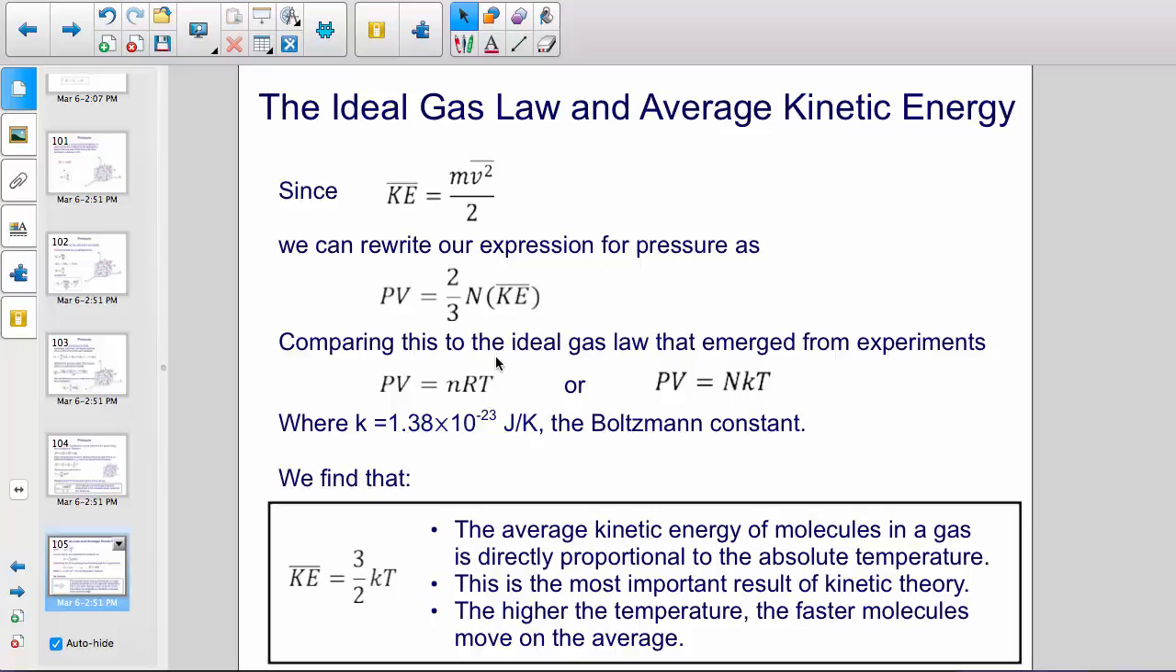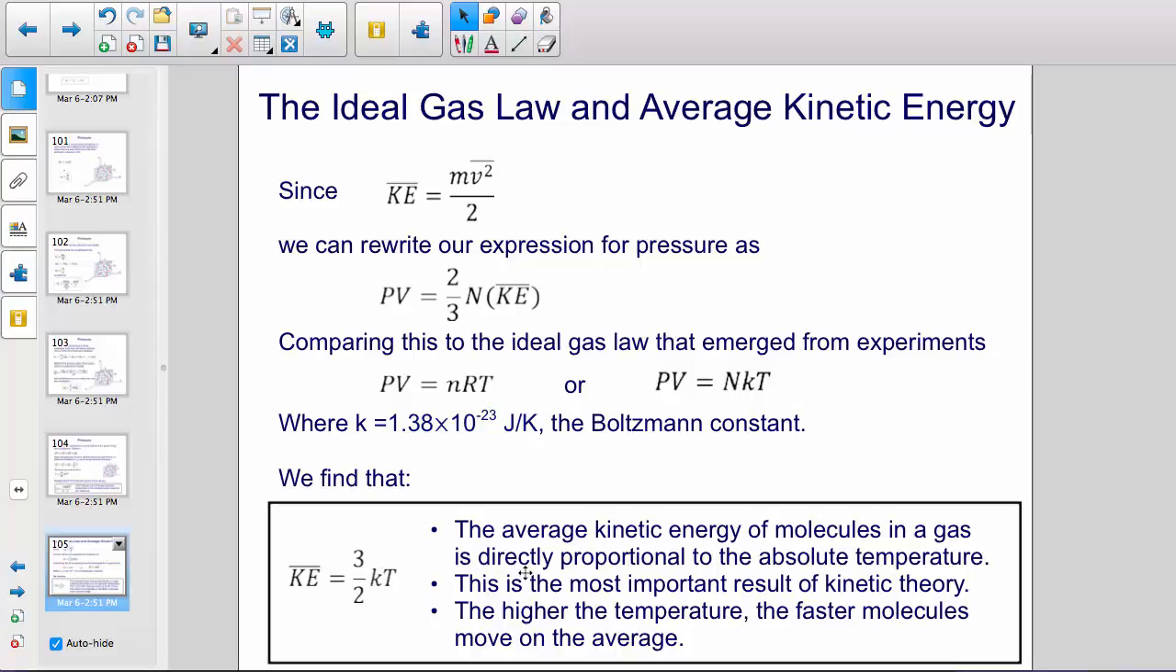And when we compare this to the ideal gas law that emerged from experiments, which is that pressure times volume is the number of moles times the gas constant times the temperature, or that pressure times volume is equal to the number of particles times the Boltzmann constant, which is given here, times the temperature, we can compare the two expressions: PV equals 2/3 N times the average kinetic energy, and PV equals N times Boltzmann's constant times temperature. We get that the average kinetic energy, or the mean kinetic energy, is 3/2 kT.